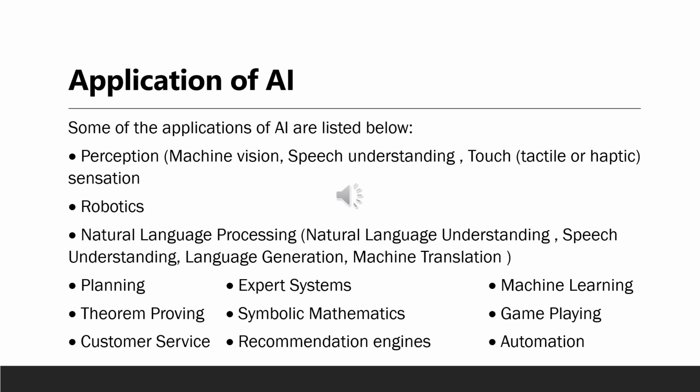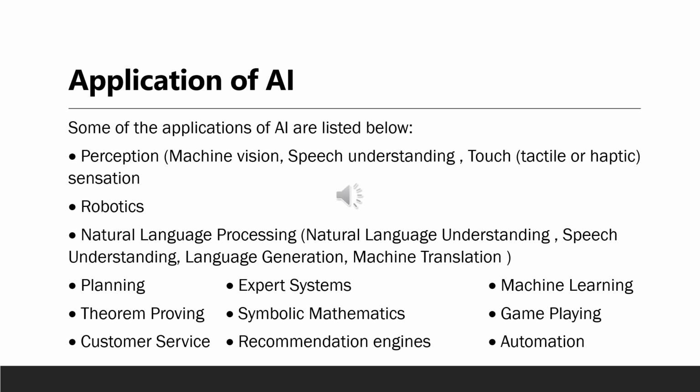Some of the applications of AI are listed below. And by now, you should know that AI cuts across all fields. Like we have the perception, where we can talk about machine vision, the speech understanding. We talk about the touch, sensation. We have robotics, which is part of our course outline, and I've told us that we might be doing something on that.